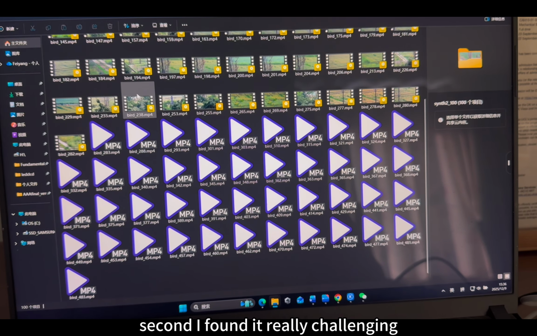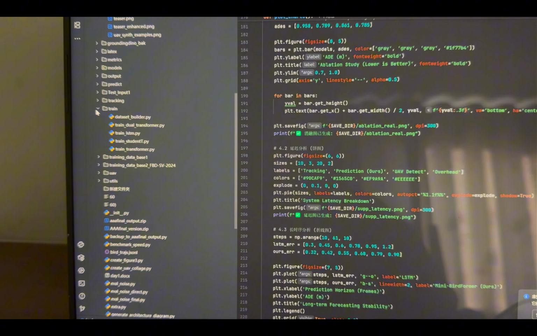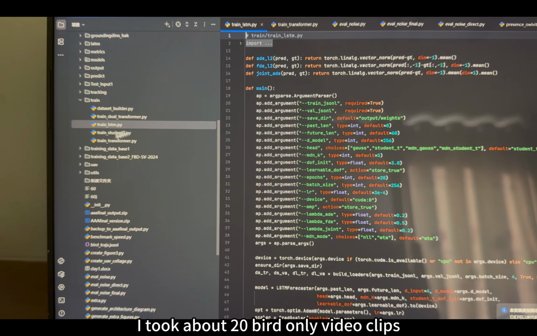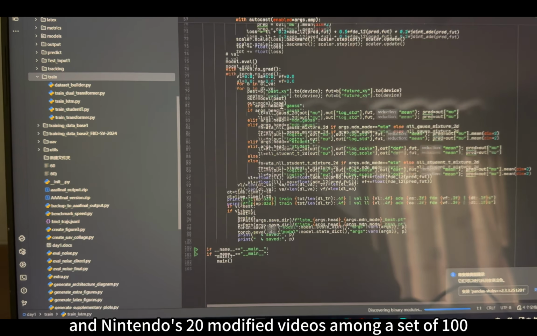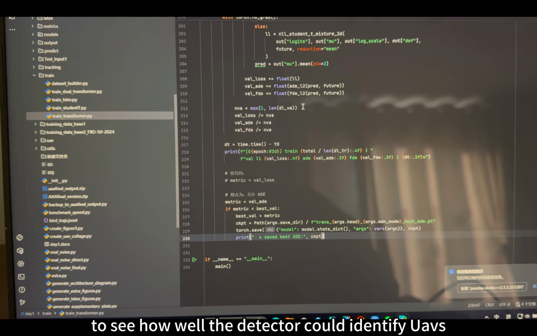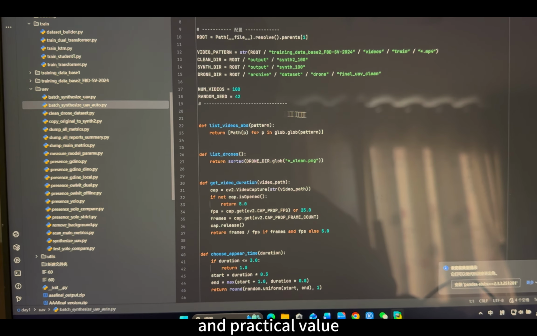Second, I found it really challenging to source any existing datasets that included both birds and UAVs. To solve this, I created my own dataset. I took about 20 bird-only video clips and composited UAV assets into them, and then tested these 20 modified videos among a set of 100 to see how well the detector could identify UAVs. The accuracy was over 90%, which was a strong indication of success and practical value.